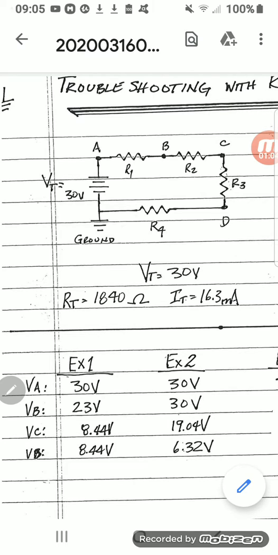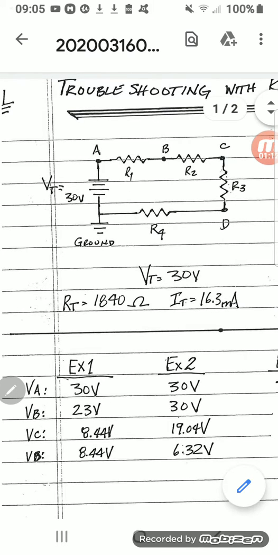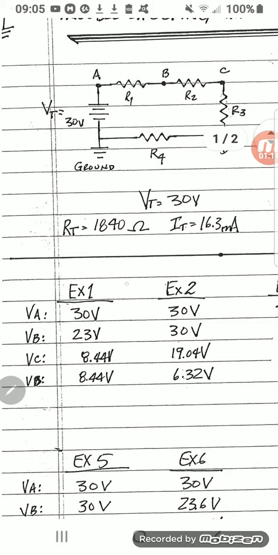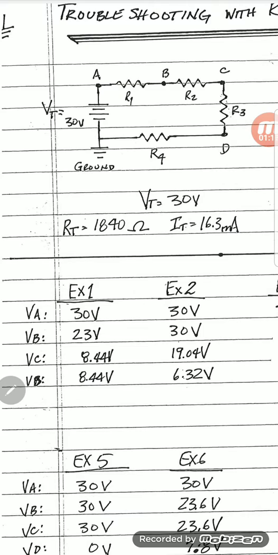So what I've done is I've laid out several different situations. If I were to hook this up and do what I would call a black box test, where all I had were the actual voltage readings, so I've got 8 different examples here. If we look at example 1, we say that at test point A we're reading 30 volts, test point B we're reading 23 volts, test points C and D are 8.44 and 8.44 volts.